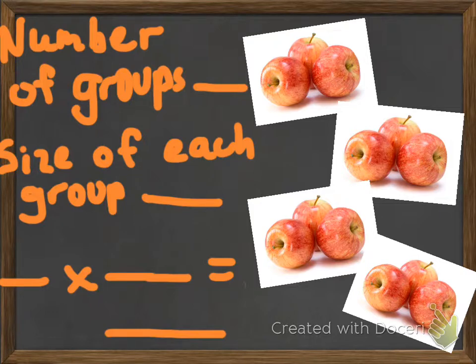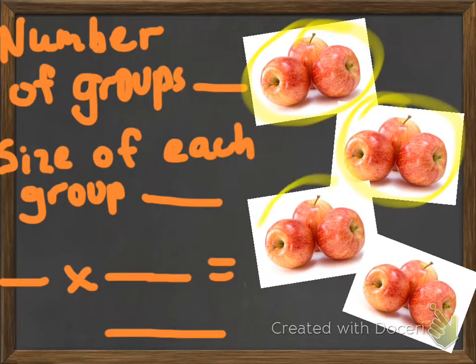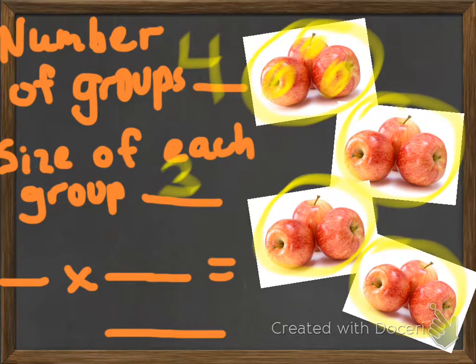Alright, how did you do? Well, let's take a look at these groups of apples. The number of groups are 1, 2, 3, 4. So we have 4 groups. The size of each group, there are 1, 2, 3 apples in each group.